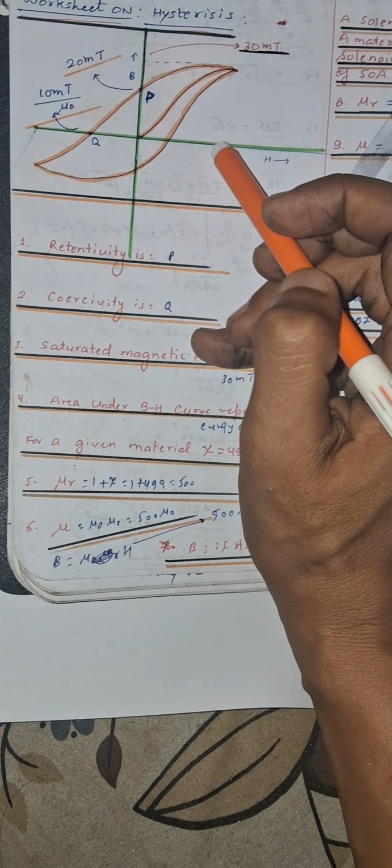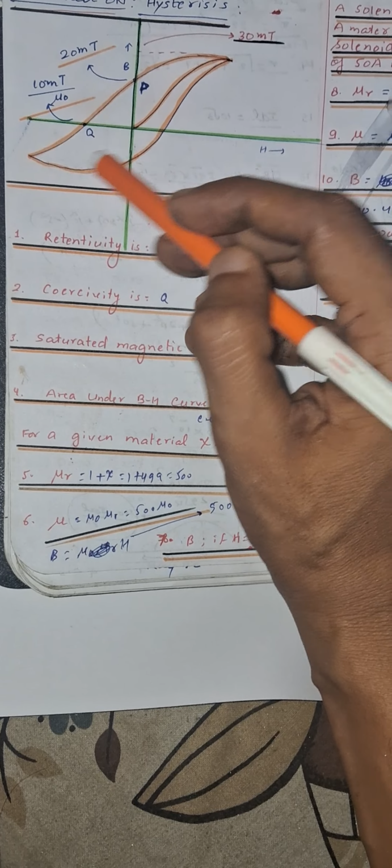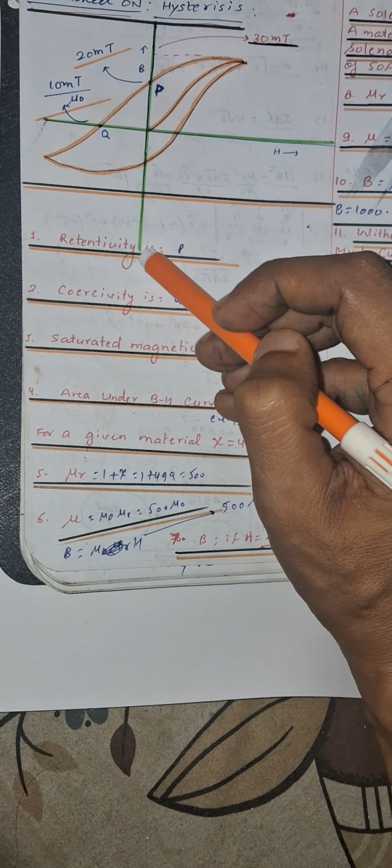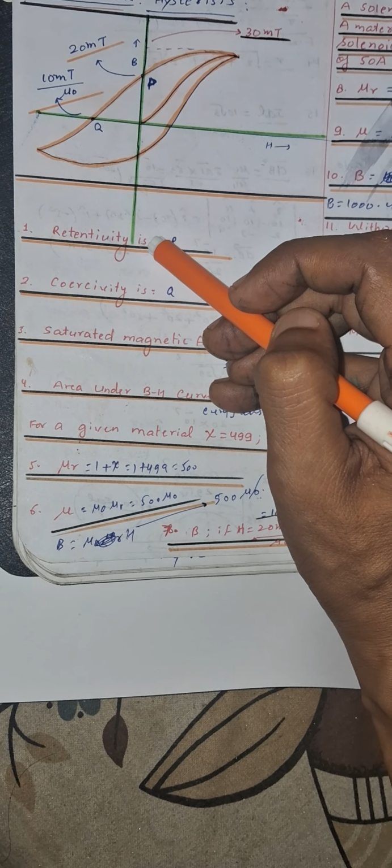Today I'll discuss a worksheet on the topic of hysteresis, which is from class 12th physics, chapter number 5, magnetism and matter. Here is a BH curve for a ferromagnetic material as shown over here, and there are certain questions based on that. The first question is: retentivity is given by which point?